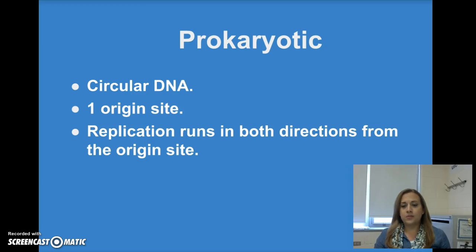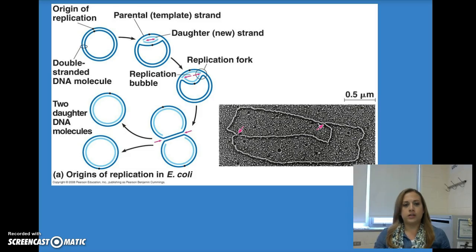Now, I said it depends on what kind of DNA you're looking at. So if you're looking at a prokaryotic cell, those types of cells, prokaryotes, are going to have circular DNA. And because of that, there is one origin site. So replication is going to start in one spot and run in both directions, away from the origin site until they meet up again on the other side of that circular DNA molecule.